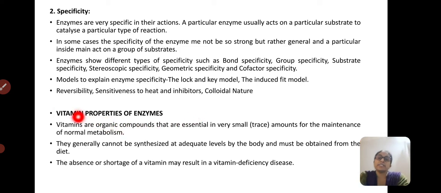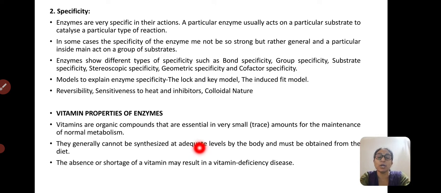In the same manner, we discussed the vitamin properties of enzymes, how enzymes exhibit properties which are similar to vitamins. Enzymes are also organic substances, as vitamins are. They are essential in very small or trace amounts. Vitamins are also essential in trace amounts, and the requirement of enzymes is also a very, very small quantity for the maintenance of normal metabolism. They generally cannot be synthesized at adequate levels by the body. They must be obtained from the diet.